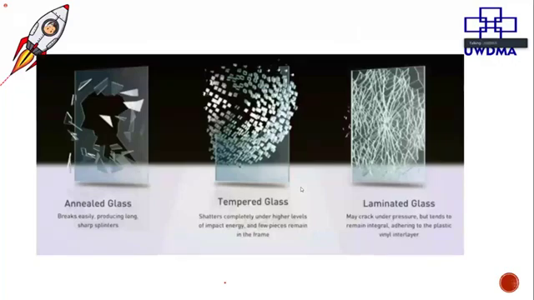Here we are comparing the three glasses: anneal glass, tempered glass, and laminated glass. As you can see, anneal glass breaks off in sharp edges. Tempered glass or toughened glass breaks in small pieces, and it won't hurt you. And laminated glass, even after breaking, the pieces keep sticking on the PVB layer.